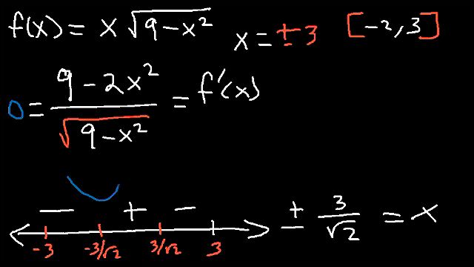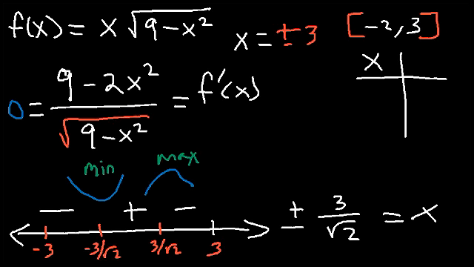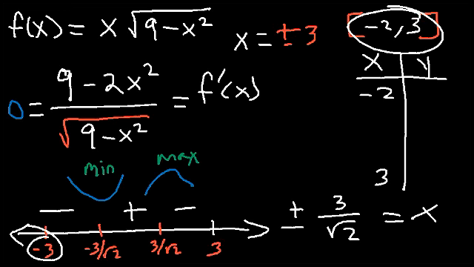So it decreases then increases, so we have a minimum value at negative 3 over root 2, and then it increases then decreases, so this is a local max. Now we can make the table. So we need to choose negative 2, the endpoint, and the other endpoint of 3. And then these two values. Negative 3 is outside of this interval, so we don't have to worry about it.